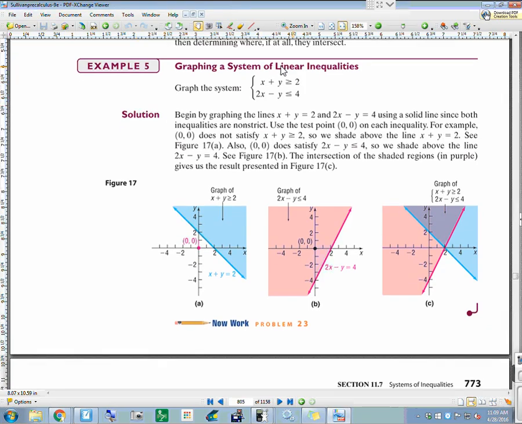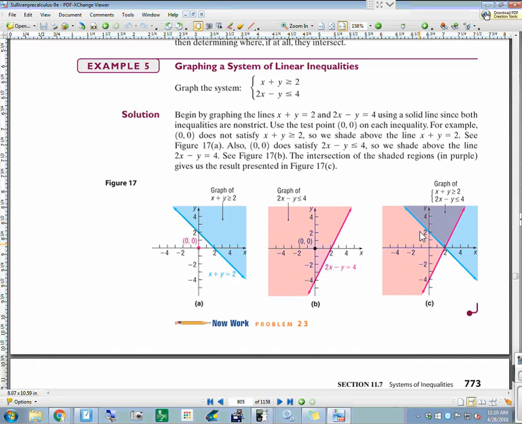So when we graph something like this, we're going to graph those lines. Again, make sure that you put them into the form y less than or greater than or whatever, or just simply graph them as y equals. Where you get the overlap, that is where the solutions are going to be.